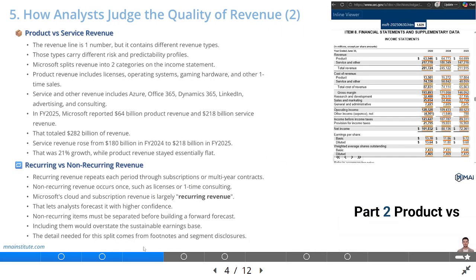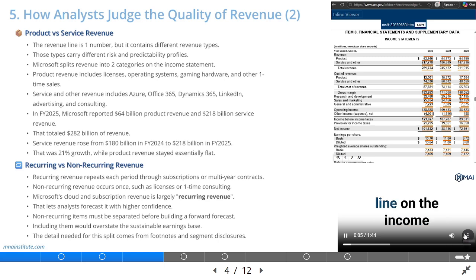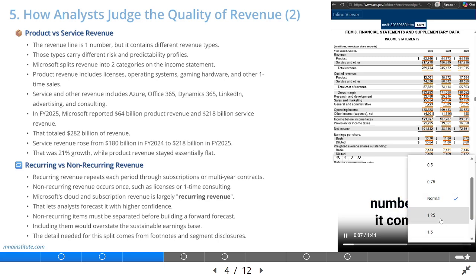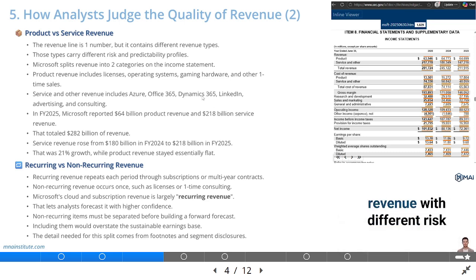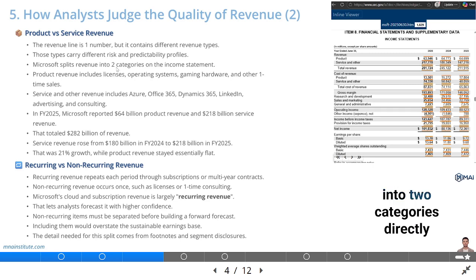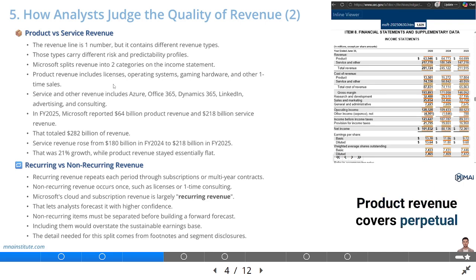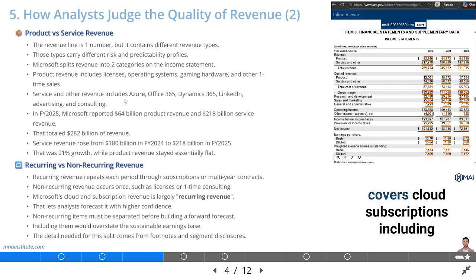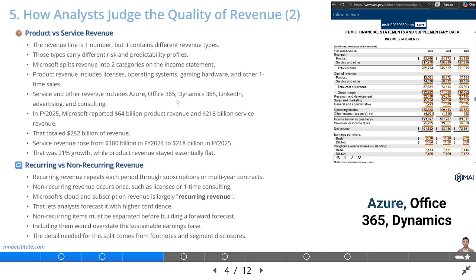Part 2. Product versus service revenue. The revenue line on the income statement is a single number, but it contains fundamentally different types of revenue with different risk and predictability profiles. Microsoft breaks its revenue into two categories directly on the face of the income statement. Product revenue covers perpetual software licenses, operating systems, gaming hardware, and other one-time sales. Service and other revenue covers cloud subscriptions including Azure, Office 365, Dynamics 365, LinkedIn, advertising, and consulting.